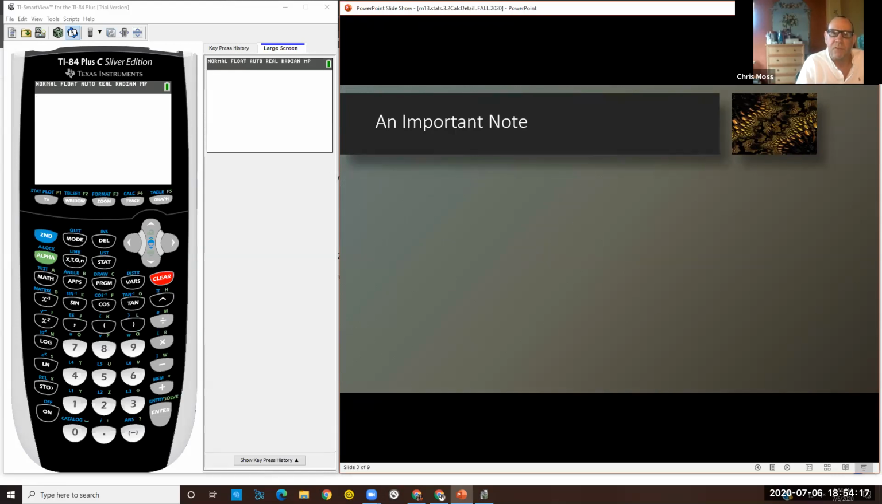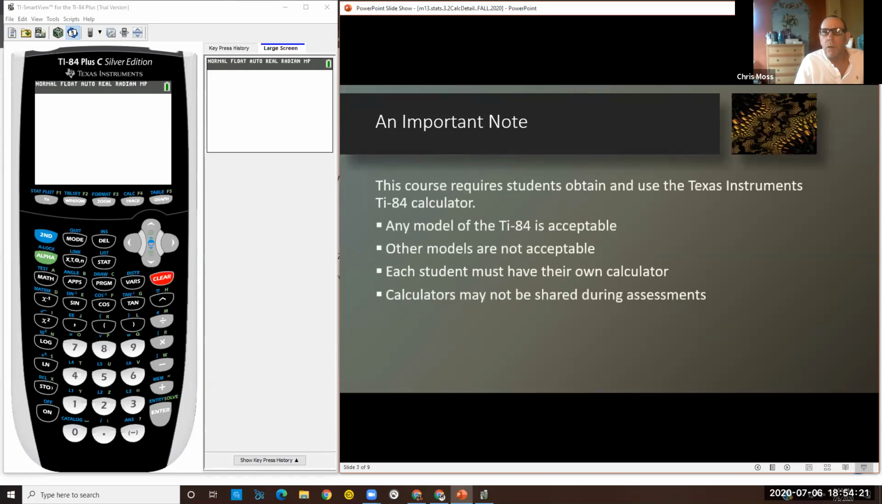As I said before, this class requires the use of a TI-84 calculator. Any other calculator really will not do. You've got to get a hold of one of those. If you don't yet have one, you're already a bit behind. Please do make that happen.